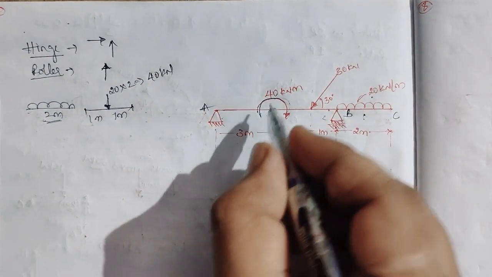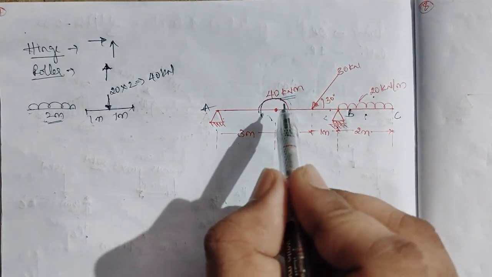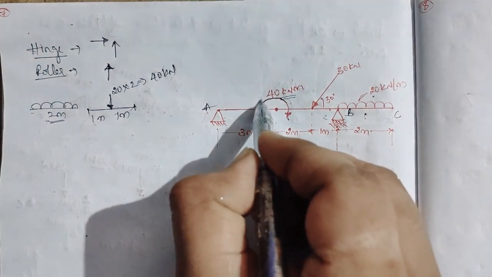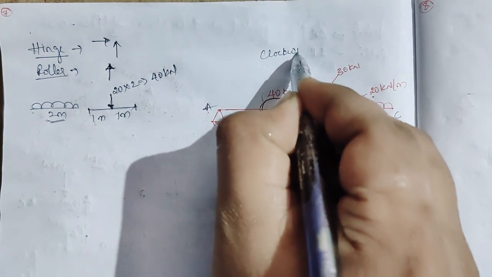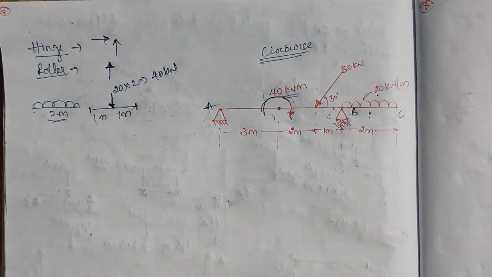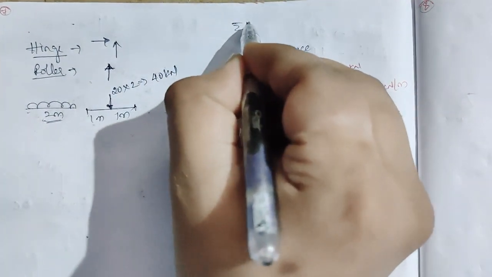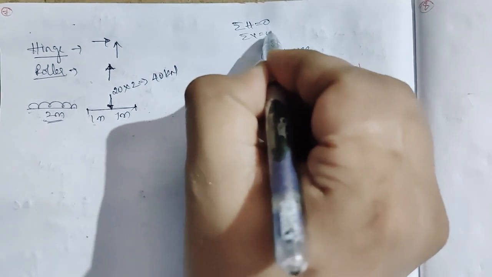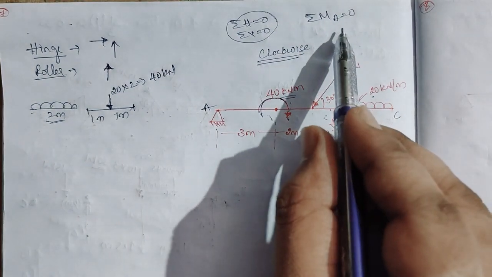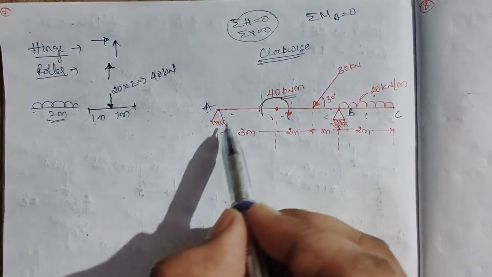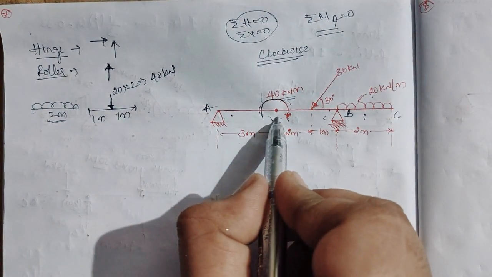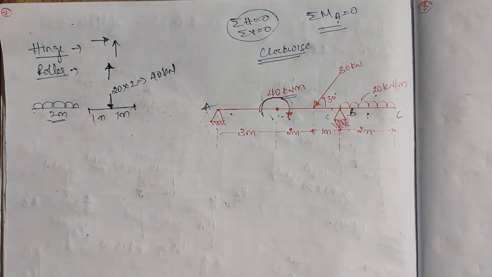Here a moment of 40 kilonewton meter is given. Whenever a problem has a moment and it is in the clockwise direction, see here, it is in the clockwise direction, it will not act in summation of H equal to 0 or summation of V equal to 0. It will only act in summation of moment about A equal to 0. It is clockwise, right? So while considering the moment about A, we take it as a positive value, that is plus 40 kilonewton meter.